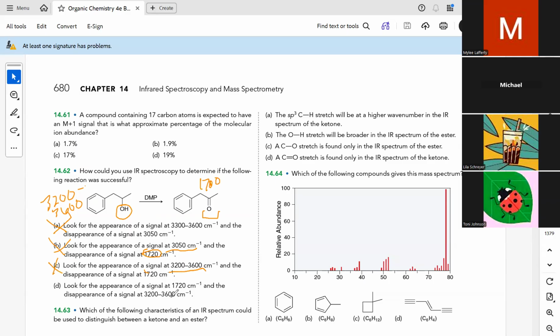So now let's see if we got it right in answer choice D. We're going to look for the appearance of our carbonyl signal, the 1720, and then disappearance of the alcohol. So answer choice D checks all the boxes there.